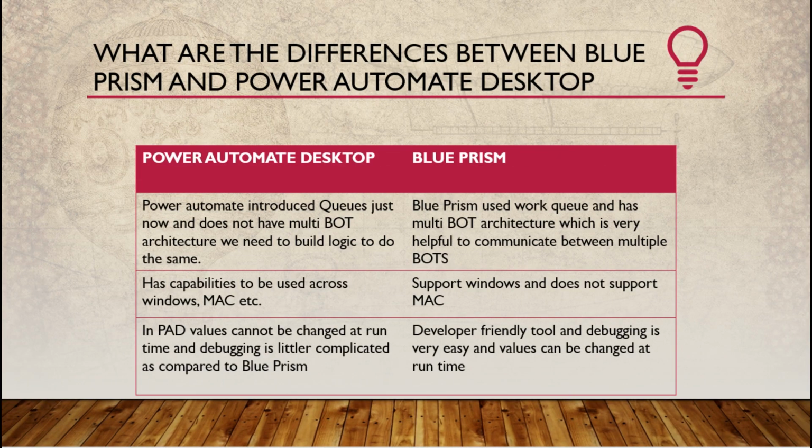Power Automate introduced queues just now and does not have multi-bot architecture. We need to build logic to do the same. Blue Prism uses work queues and has multi-bot architecture, which is very helpful to communicate between multiple bots. Power Automate has capabilities to be used across Windows, Mac, etc., whereas Blue Prism supports Windows and does not support Mac. In Power Automate Desktop, values cannot be changed at runtime and debugging is a little complicated as compared to Blue Prism. Blue Prism is a developer-friendly tool and debugging is very easy and values can be changed at runtime.